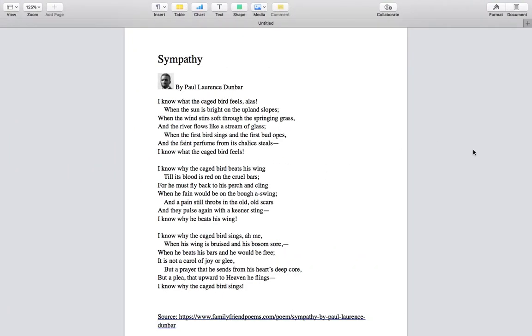For the first part of this class, we're going to focus on formal elements, or moving from the form of a text into some kind of interpretation. So we're going to start with this poem by Paul Laurence Dunbar called Sympathy. The first thing I'm going to do is read it out loud.